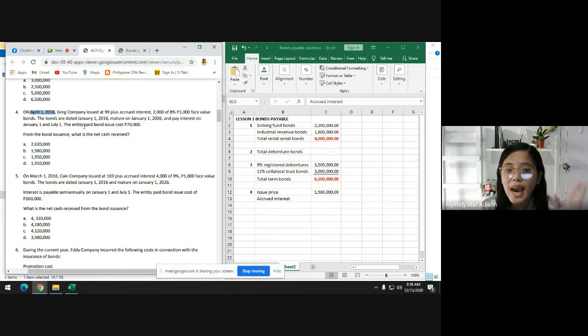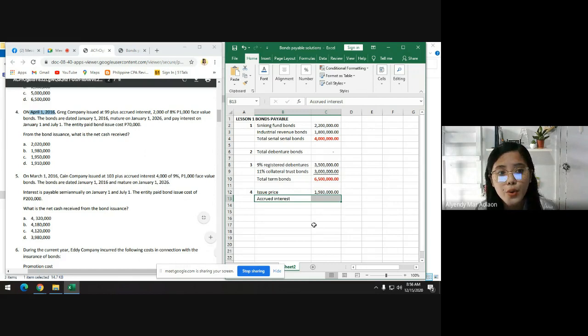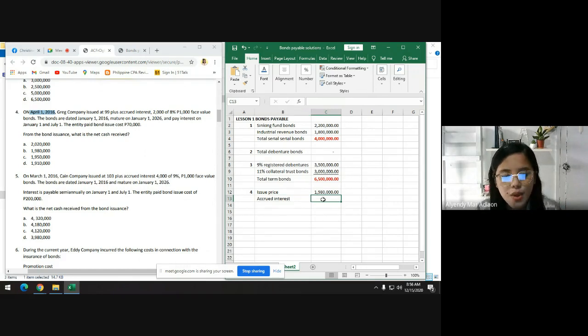So that's why we have to compute for its accrued interest. Okay, so it will be added to the cash proceeds of the bond issuer, which is Greg Company. So how much is that accrued interest? It will start with the date of the bond up to when it was purchased. So accrued interest, of course, is based on the face value. How much is our face value? 2,000 times 1,000. So that is 2 million pesos.